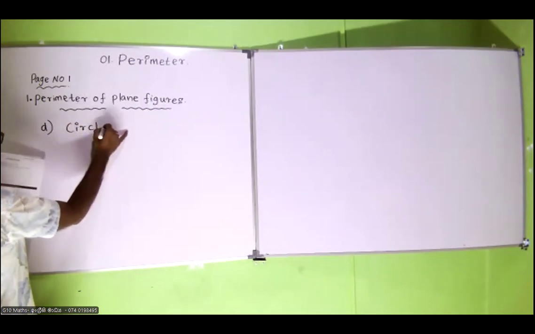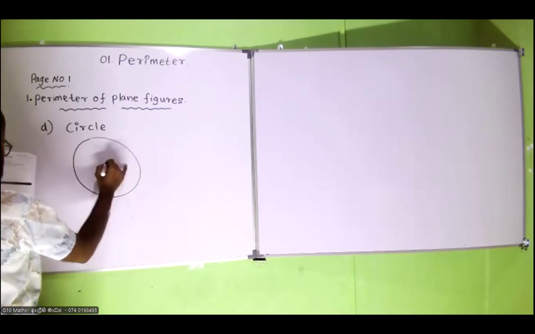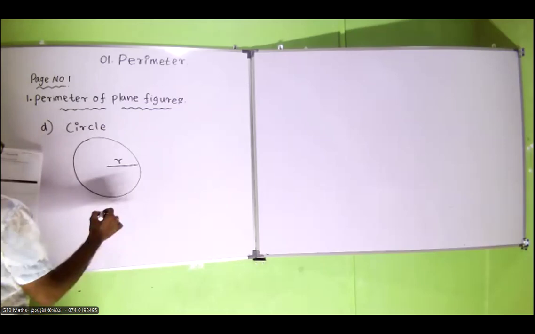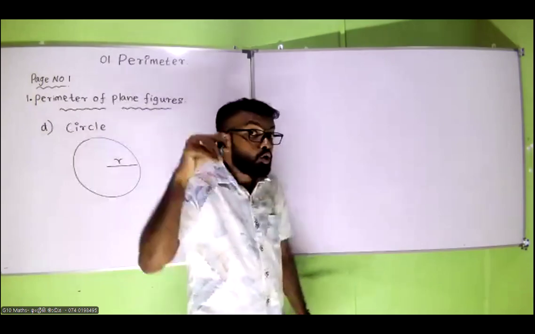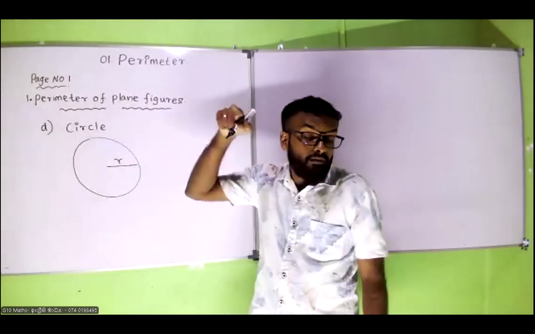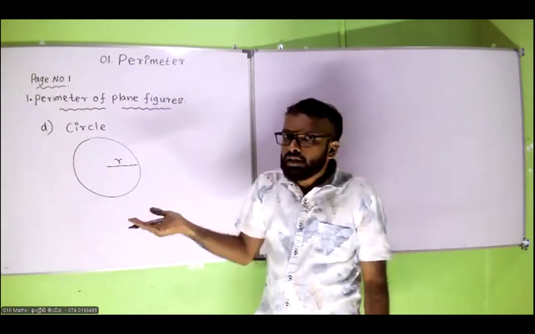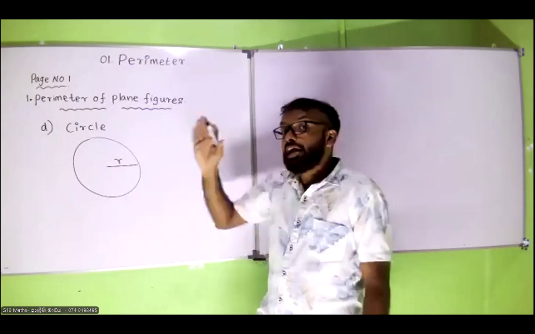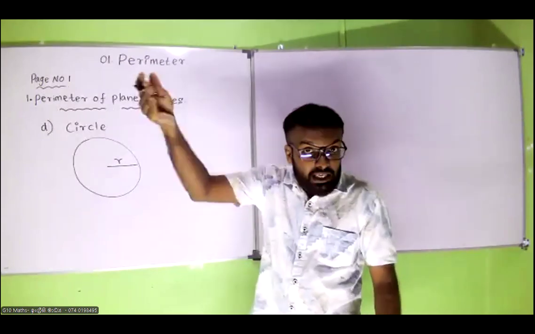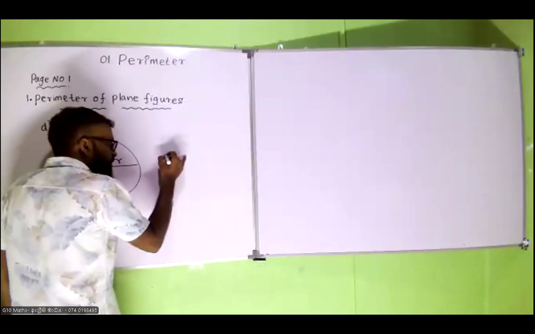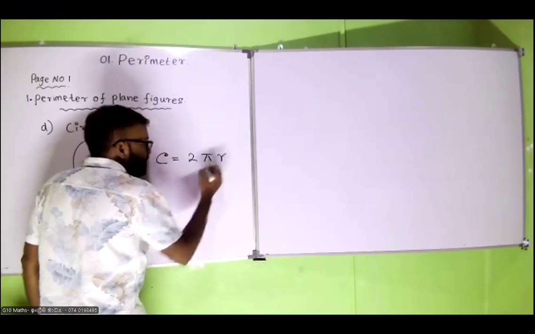Here, r is the radius. Normally for a circle, when we want to represent the perimeter, we do not use P. We normally use C, the circumference, for a circle. So C equals 2 pi r.